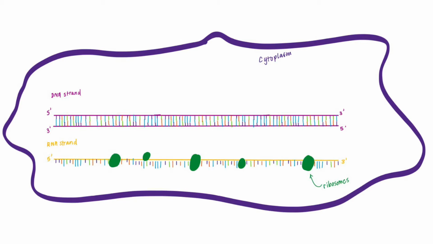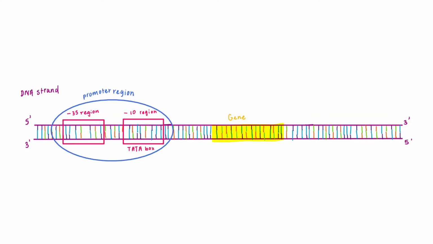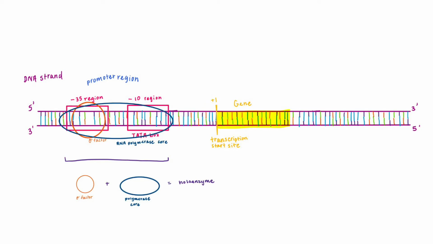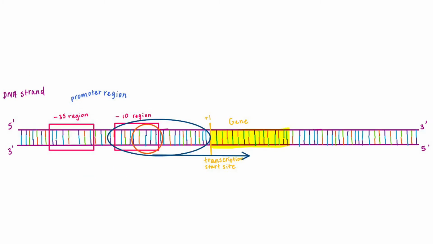The process begins with a strand of DNA with a gene that needs to be transcribed. Before the gene, there is a promoter region, which includes the -35 region and the -10 TATA box. The -35 region is where the sigma factors bind to the DNA and call for the polymerase core to attach and begin transcribing. The core and the sigma factor make up the holoenzyme, which is needed as a whole unit to initiate transcription at the site.